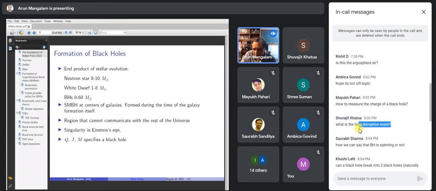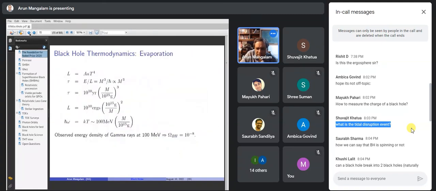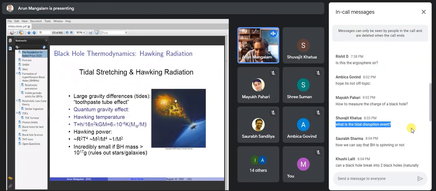Then, what is a tidal disruption event? A tidal disruption event is a star being broken up, maybe it's in one of the slides. Here it is. So you see this picture of a star being broken up, right? The front of the star is closer to the black hole, so the gravity in front of the star is more than the gravity behind the star, right?